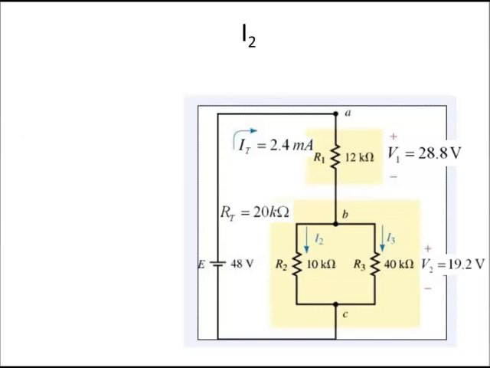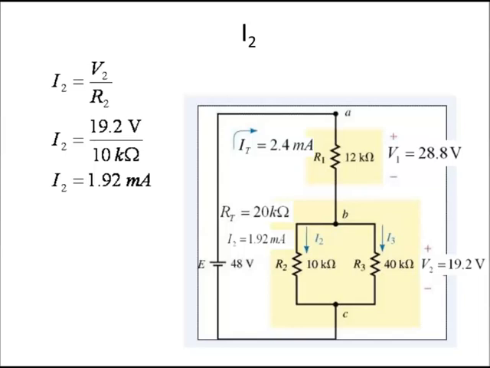Now that we know that there's 19.2 volts across both R2 and R3, it should be very easy to calculate both I1 and I3. Go ahead and try I2 now. So I2 is equal to V2 divided by R2, and that's the current that's flowing through that 10k ohm resistor. So we end up with 19.2 volts divided by 10 kilo ohms, which is equal to 1.92 milliamps. That seems like a reasonable answer because its value is less than IT. So let's go on and calculate I3 now.